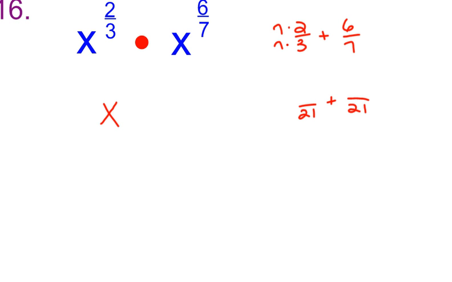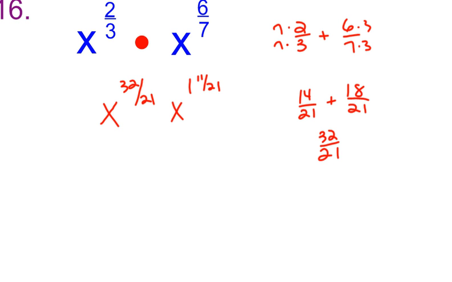Take that times 7, so I've got 14. Take that times 3, so I've got 18. So I'd have 14 plus 18, which is 32. When I add those two fractions together, I get 32/21. Again, that's an improper fraction. So I'm going to make it a mixed number, which would be x to the 1 and 11/21.